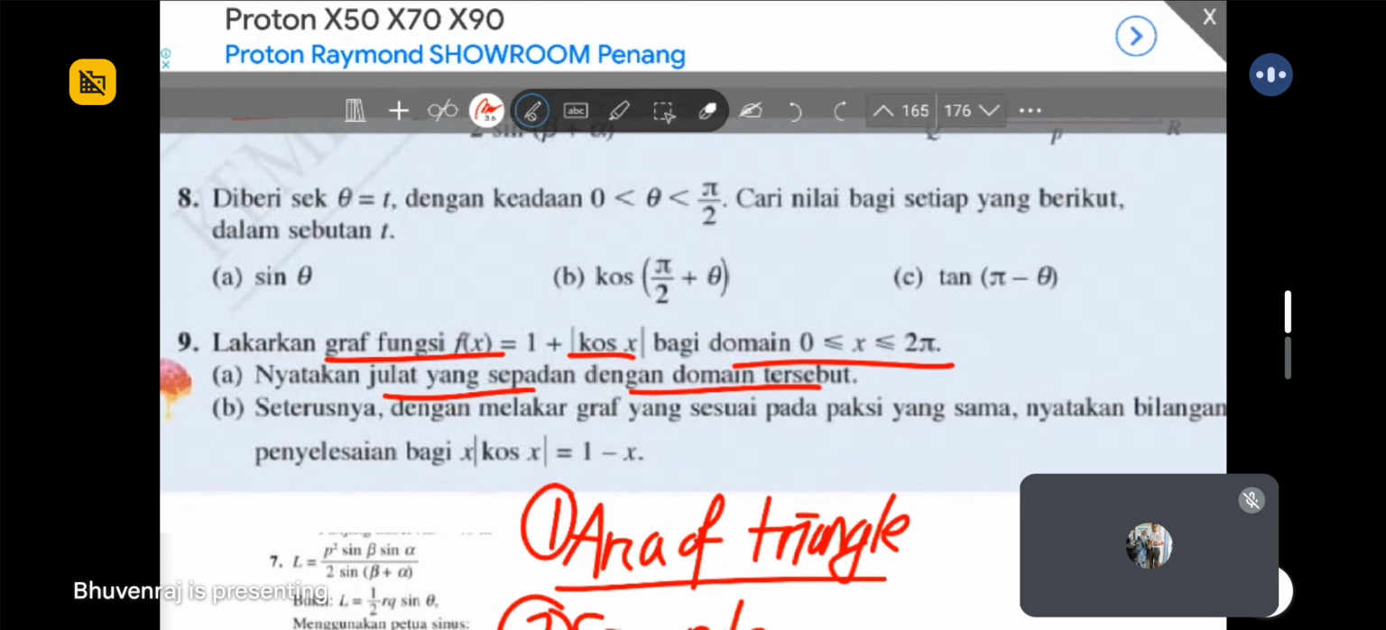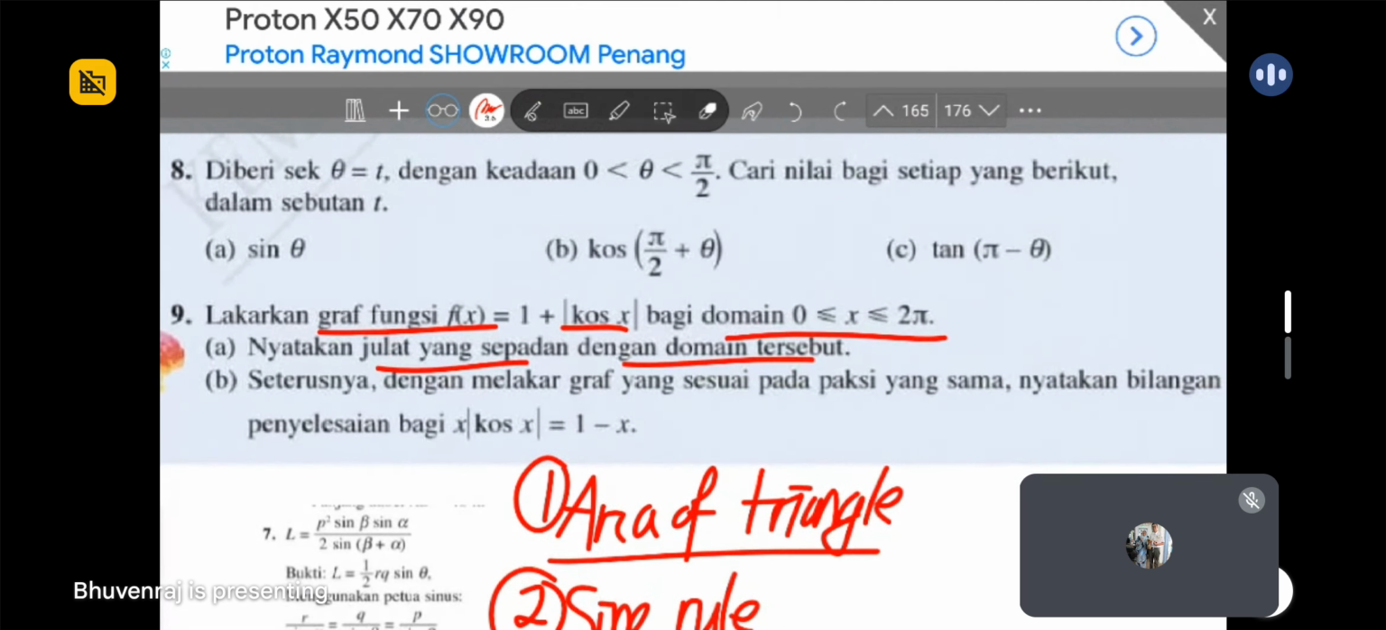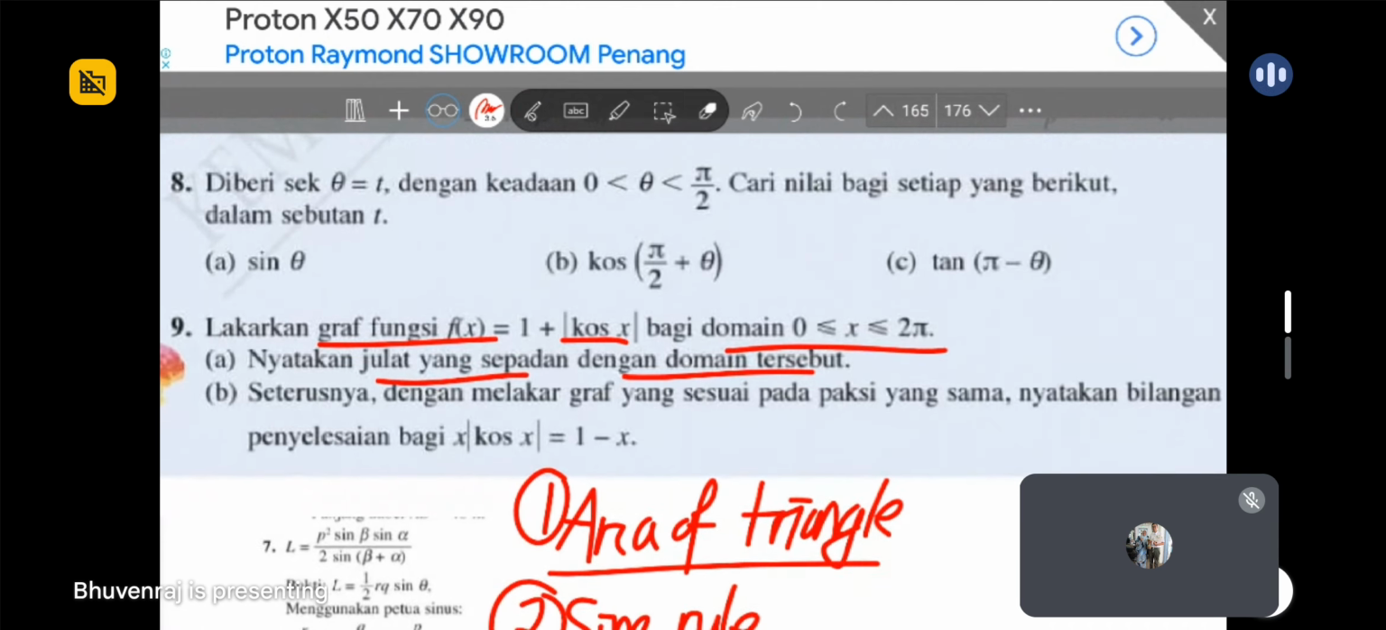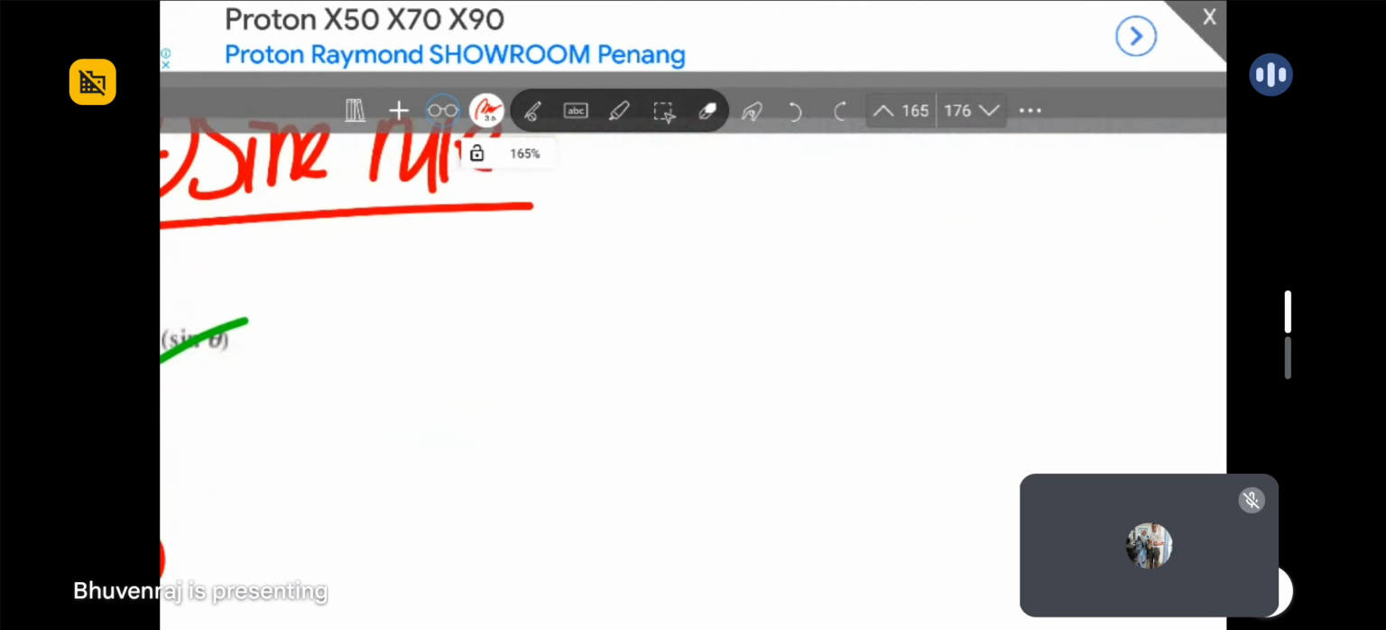So over here, your domain is 0 until 2 pi, right? I think you can start to sketch the graph first. It is easier for you to see your domain, because not all the values in the domain are shown in the question. Bukan semua nilai ditunjukkan. So 1 plus modulus cos x. How to draw this graph?